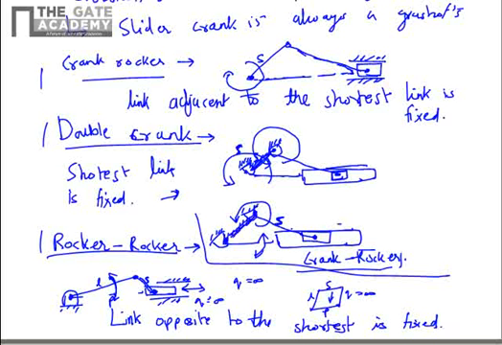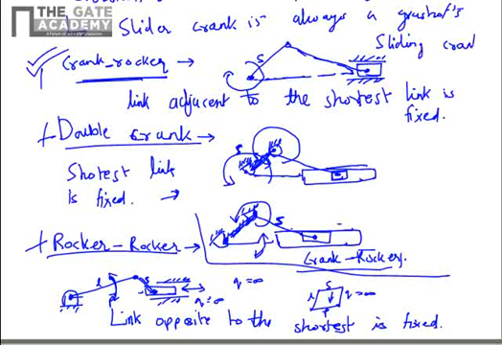Now in practical mechanisms, the double crank and the rocker are hardly useful. The mechanism of paramount interest is the crank rocker mechanism. So from here onwards, we will take forward the crank rocker mechanism only, and we will see its various inversions. The crank rocker is simply referred to as the sliding crank.